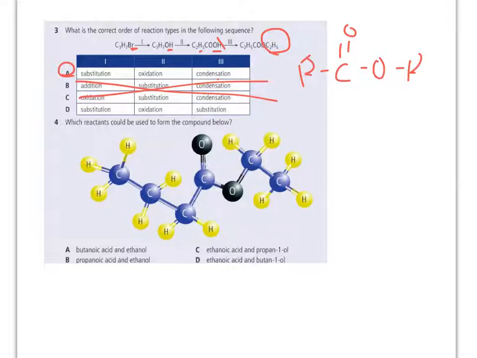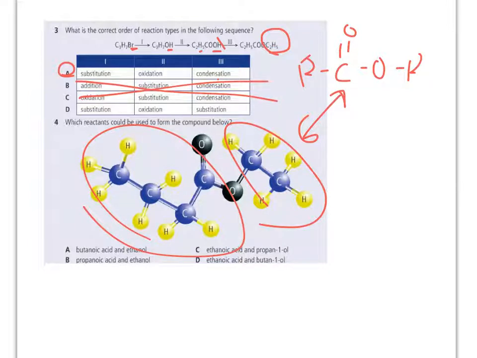Number 4, which reactions could be used to form the compound below? So again, I have to look at what I have, and I see that this is an ester. So I've got this group here, and I've got this group here. So what I have to figure out is which one is my acid and which one's my alcohol. Well, my acid has to be the one with both oxygens attached to it. My alcohol only has the one oxygen. So my alcohol just has 2 carbons, so ethanol is what I'm using. So A and B are possible. And then I have to count up. I've got 1, 2, 3, 4 carbons, making that a butanoic acid. So 4A would be my correct choice.